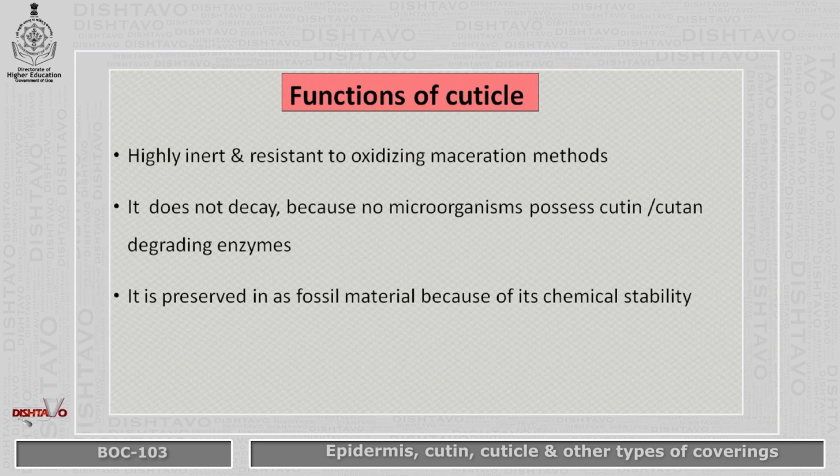Now the functions of cuticle. It is highly inert and resistant to maceration methods. When maceration methods are performed on wood, it is very difficult with oxidizing maceration methods. It does not decay because no microorganism possesses cutin or cutan degrading enzymes. It is preserved as fossil material because of its chemical stability, and due to this property, it is a major constituent in fossilized plant material.